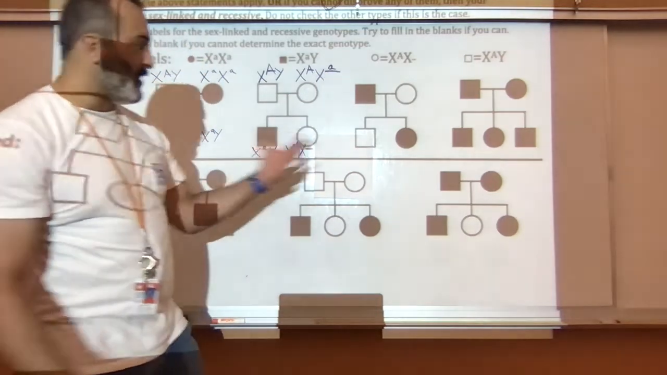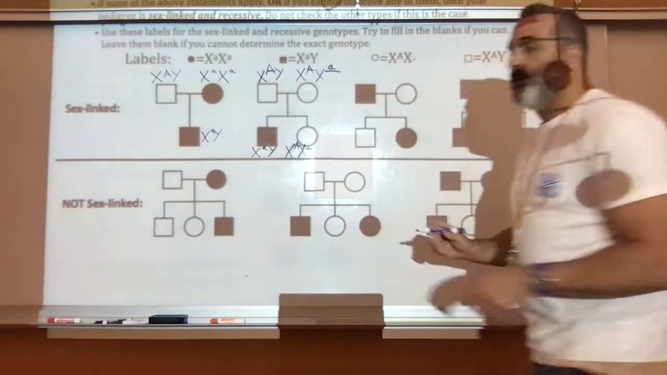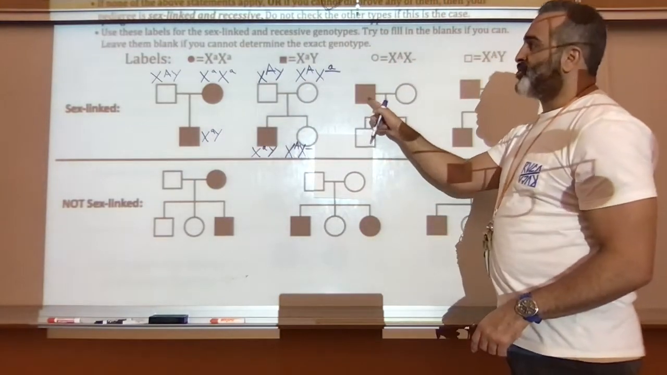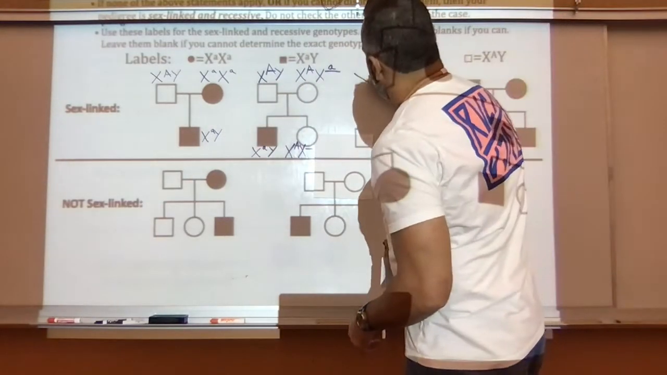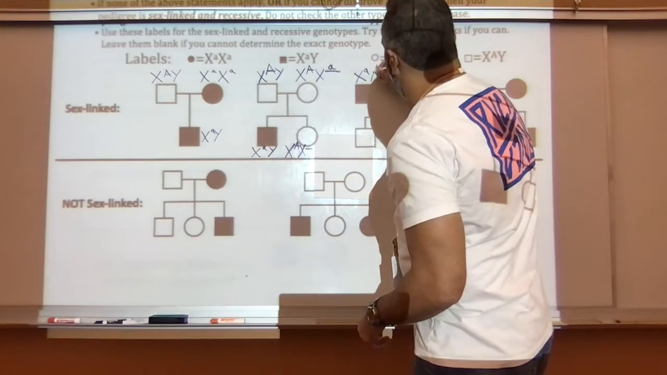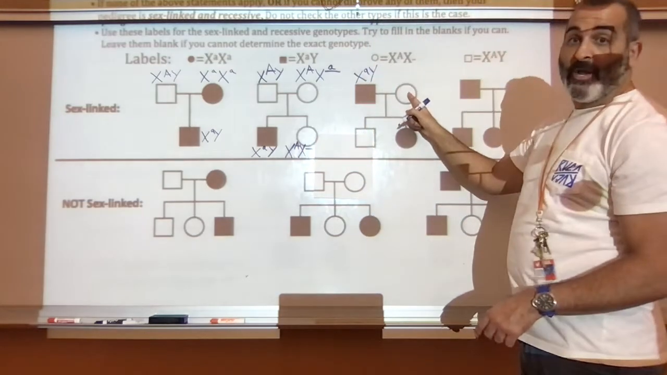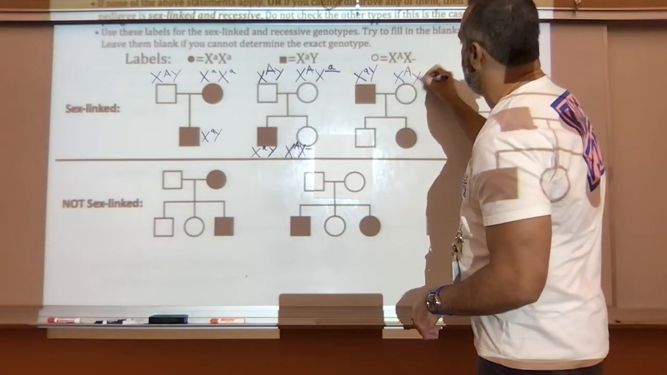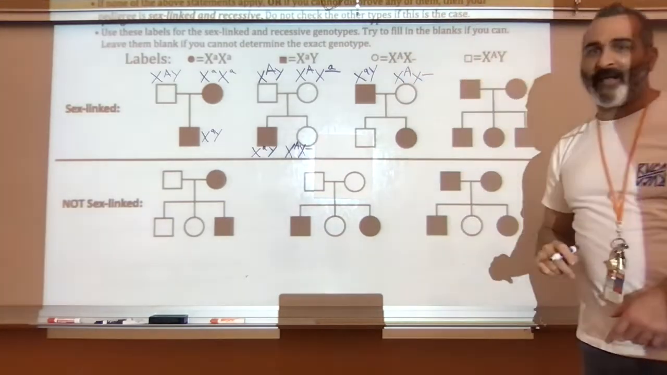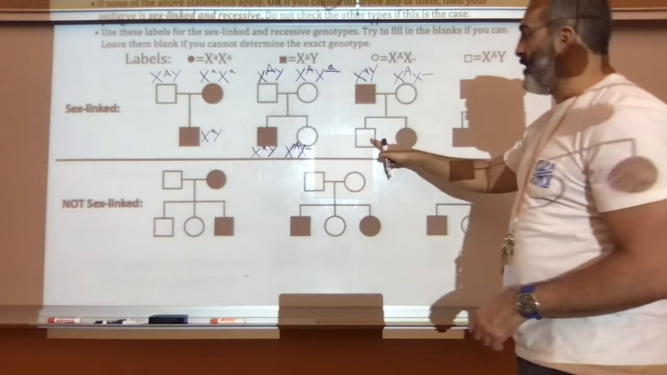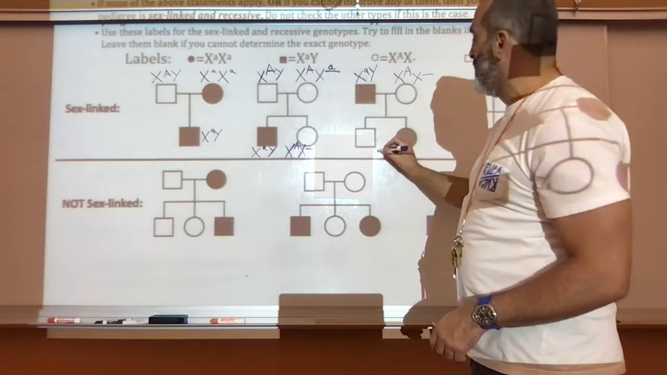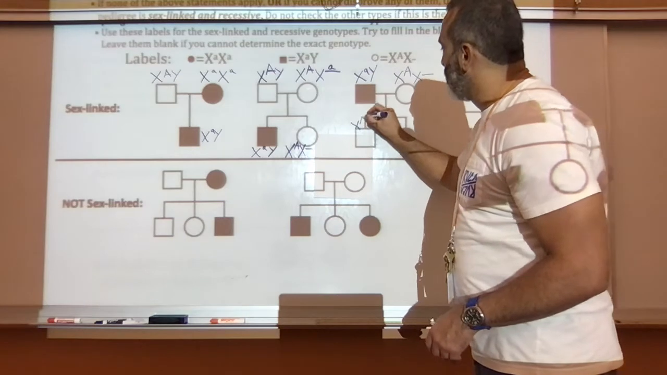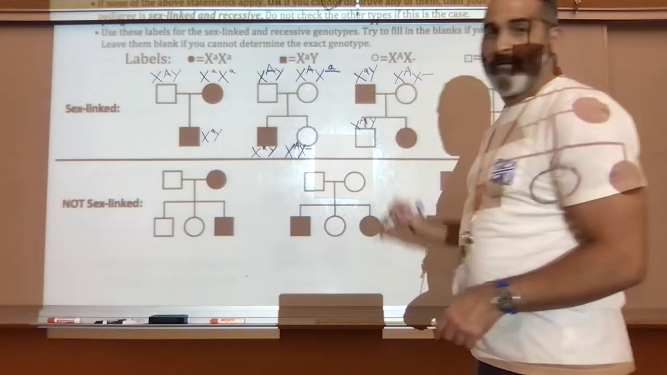Okay. Then we go to this one here, right? A male that is shaded in: X, small a, Y. A female not shaded in: X, capital A, X, blank. You come back and figure it out. A male down here who's not shaded in: X, capital A, Y.